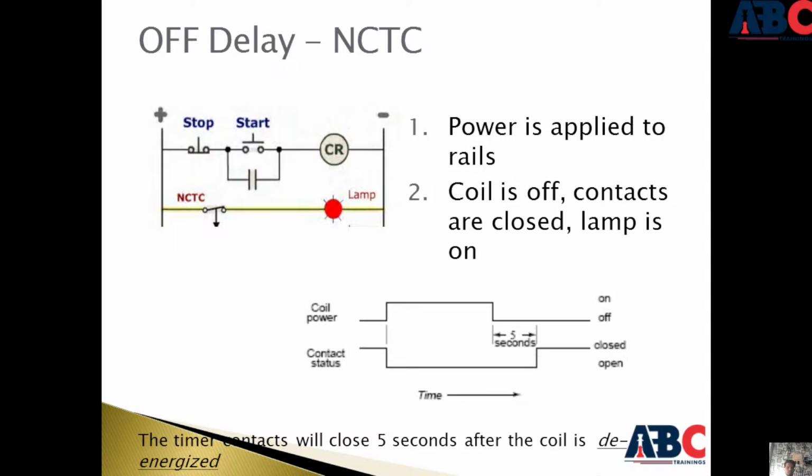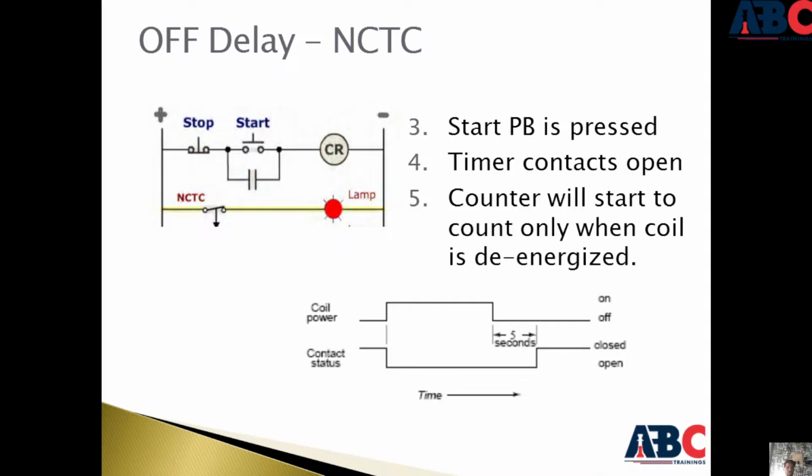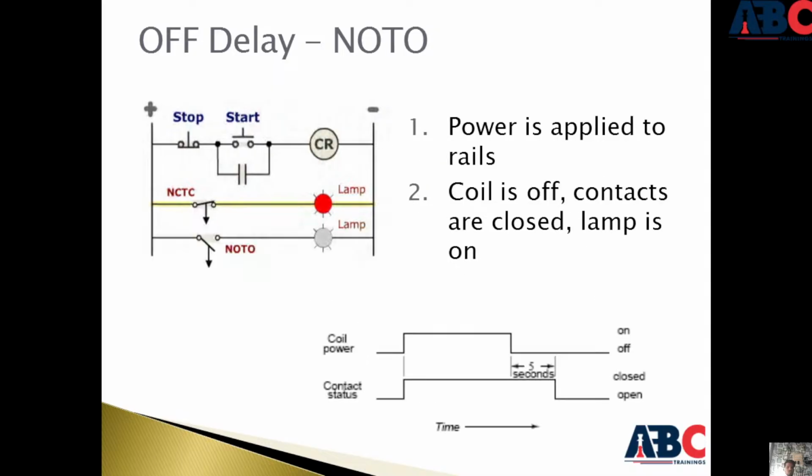Off delay. Power is applied to the rails. Coil is off. Contacts are closed. Lamp is on. Third, start push button is pressed. Timer contact opens. Counters will start to count only when the coil is de-energized.